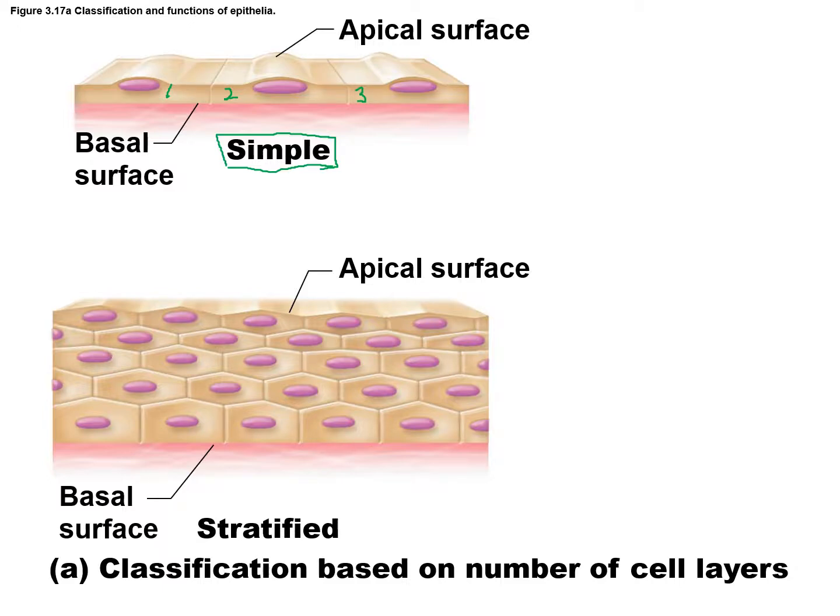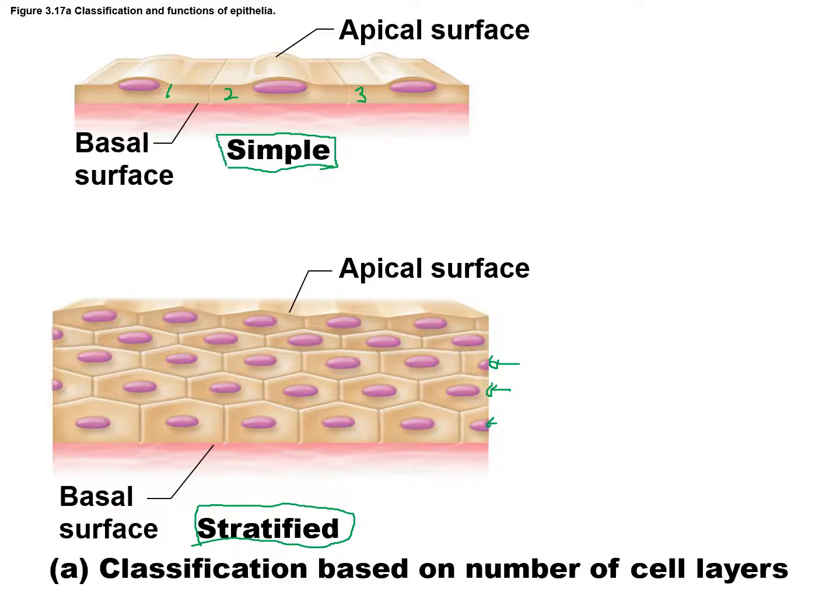This row of cells will be a simple layer. On the other side of that, you have what's called stratified. Stratified just means that you have many rows of cells. So you see a row here, and a row here, and another row here. Again, these rows of cells are stratified on top of one another, and so we call this a stratified tissue. This is how we classify different types of tissue.